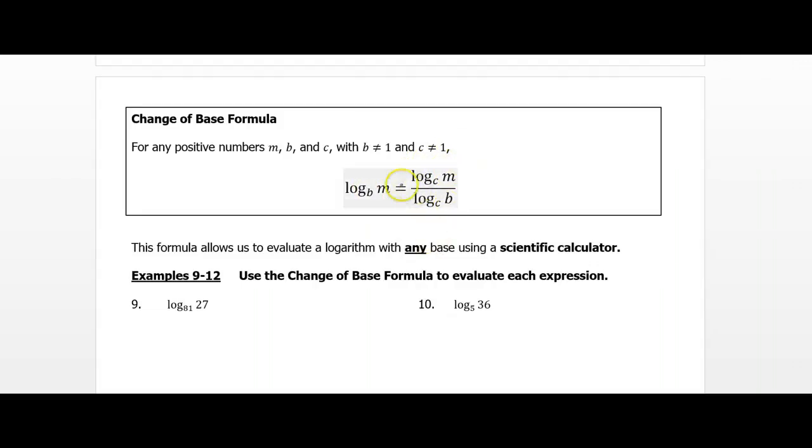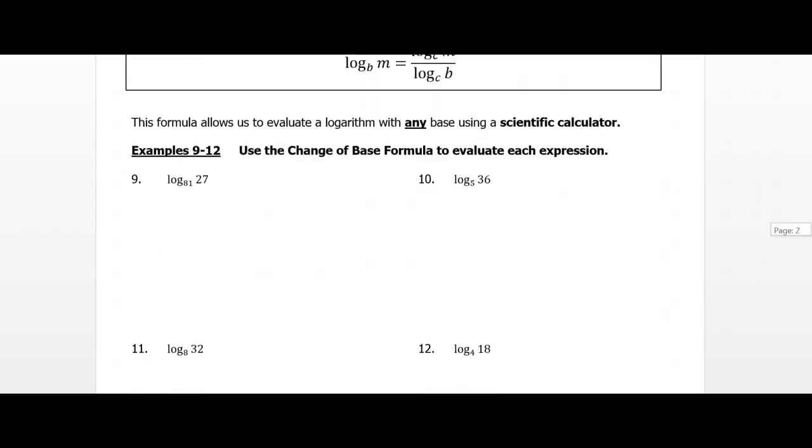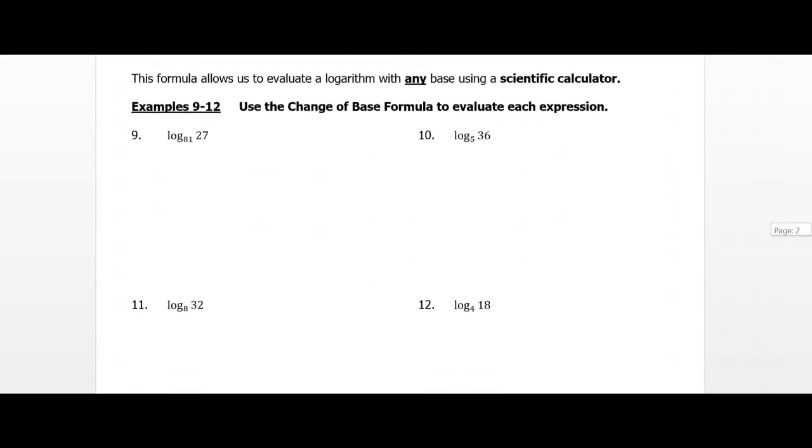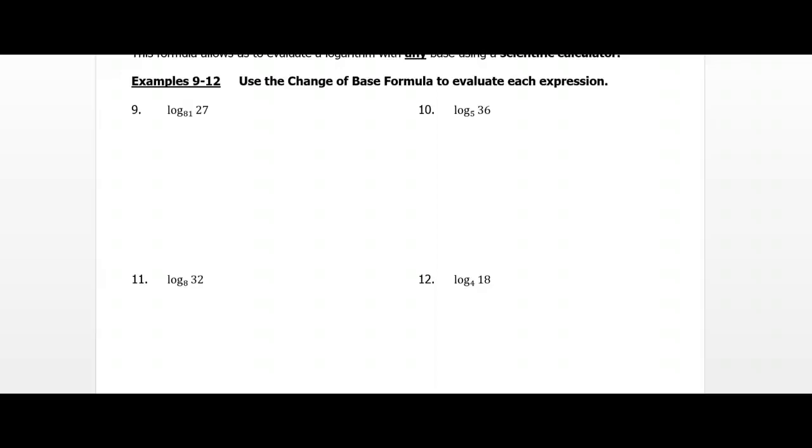So this formula is useful any time you have a scientific calculator that only does base 10, for evaluating logs that are not base 10. Again, it's called the change of base formula. We're going to practice it down here below.